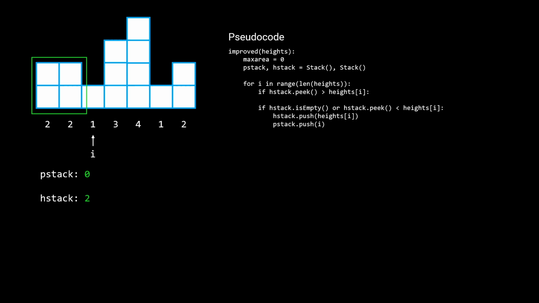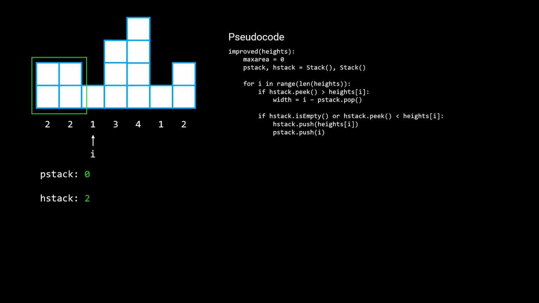To handle this, let's introduce an if condition, where if the top of the current stack is higher than the element, then we're going to want to compute the area. We can compute the area by multiplying the width times the height. The width can be computed as the current right bound, which is i, minus the left bound of the rectangle, and this is the top of the position stack. The height is just the top of the height stack.